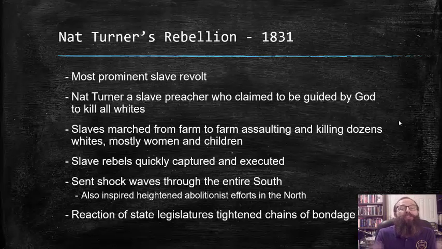However, this rebellion sent shockwaves through the entire South. It also inspired heightened abolitionist efforts in the North. The state legislatures in the South, beginning with Virginia, where the rebellion took place, tightened the chains of bondage and began enacting new laws to further restrict slaves' movement, slaves' freedom, and masters' control over the enslaved population in hopes to avoid a future rebellion and the murder of the white population like that experienced during Nat Turner's Rebellion.